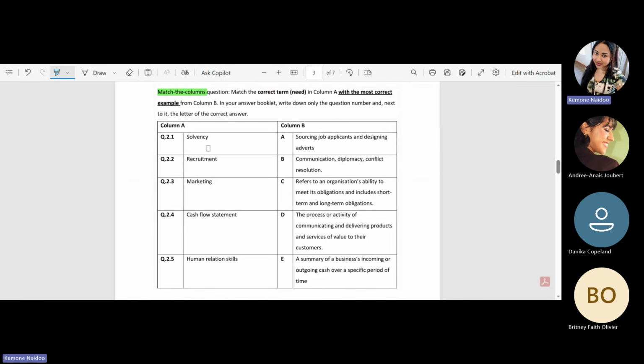Solvency is the first one. Which one do you think best describes solvency from the columns? Have a quick glance. Which letter do you think?